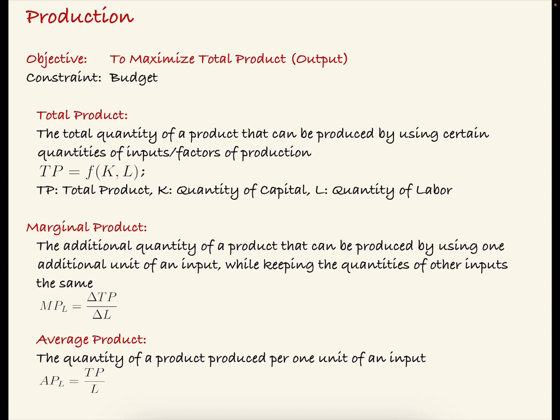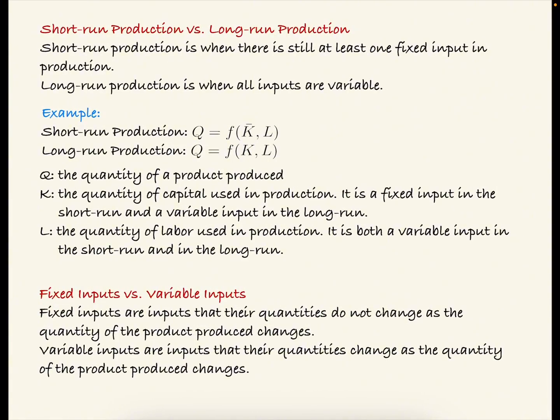Now let's take a look at average product, which is the quantity of a product produced per one unit of input. Mathematically, this is related as APL, or average product, equals total product divided by the quantity of labor. Now let's take a look at short-run production versus long-run production. Short-run production is when there is still at least one fixed input in production. Long-run production is when all inputs are variable.